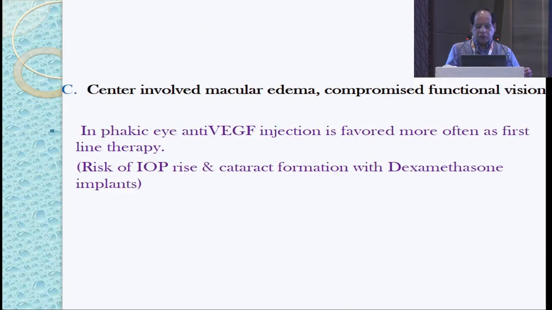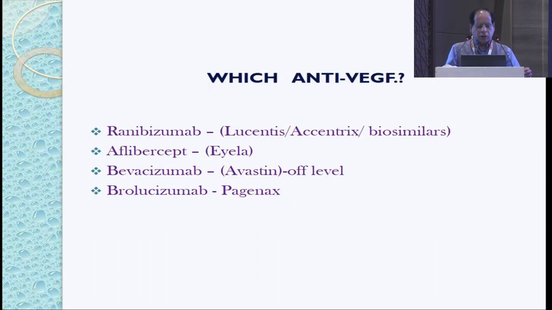But if vision is compromised, certainly we have to go for a treatment, and anti-VEGF is a good choice or a first line of treatment, especially in the phakic eye, because of the risk of IOP and cataract formation with the dexamethasone steroid implants. There are a number of anti-VEGF options available with us.